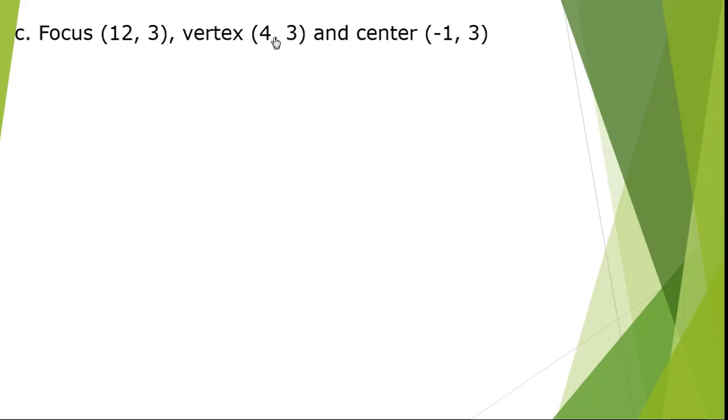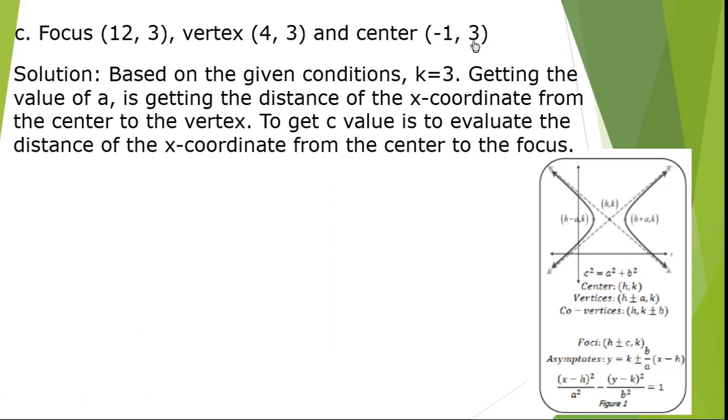Focus (12, 3), vertex (4, 3), and we are given the center at (-1, 3). So we have a fixed y coordinate and a moving x coordinate. It's not constant. So we have an example of this hyperbola in this case. We have different x's. The fixed value for k is 3. So we have a horizontal transverse axis, and we are expected to have this kind of equation of the hyperbola: (x - h) squared over a squared minus (y - k) squared over b squared equals 1.